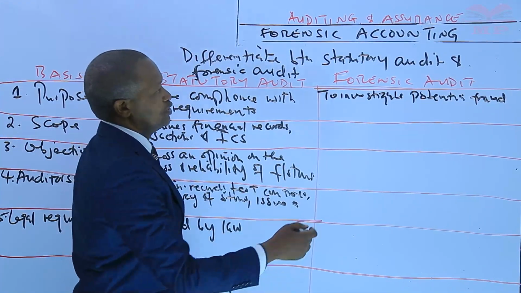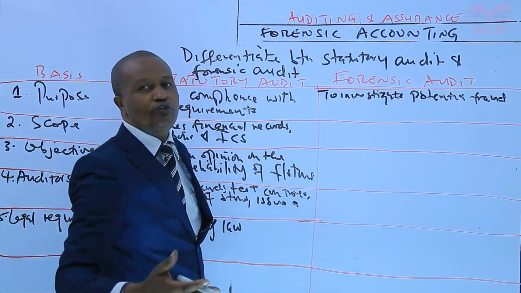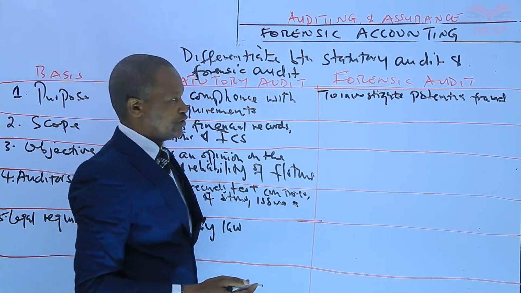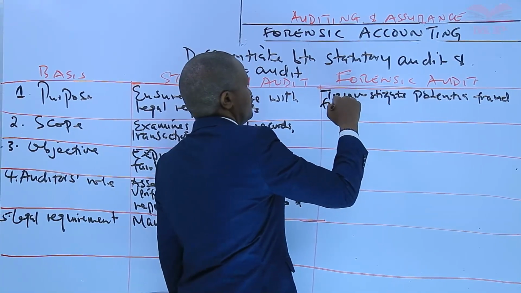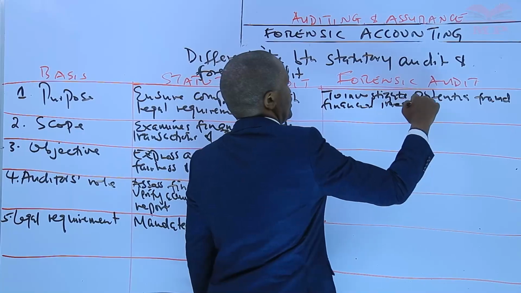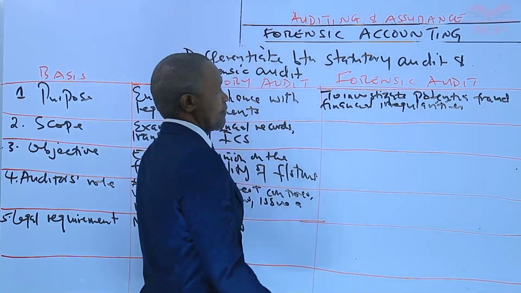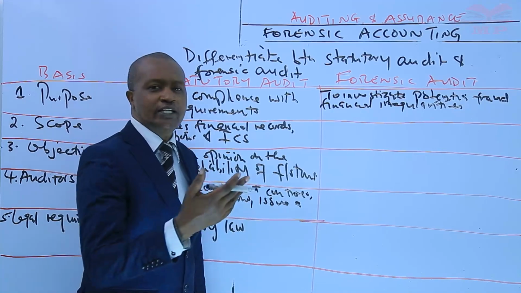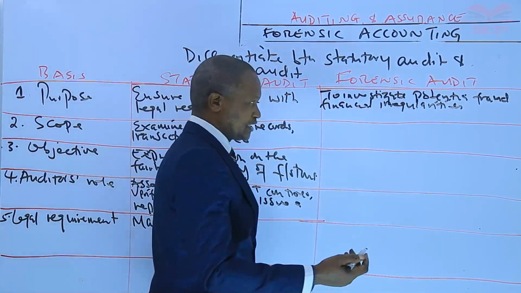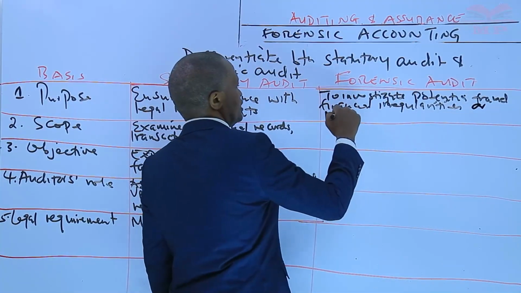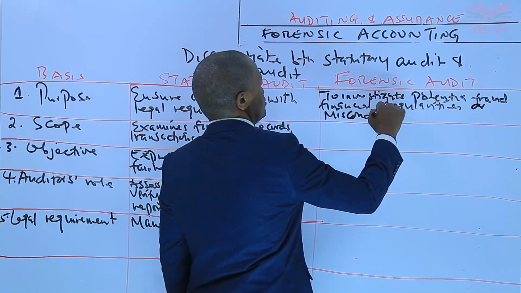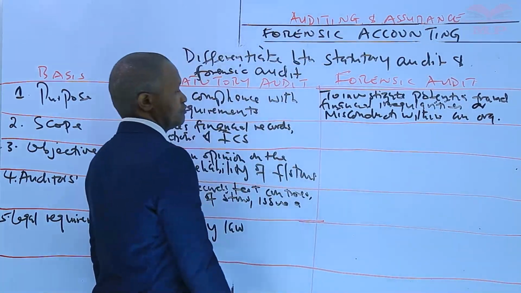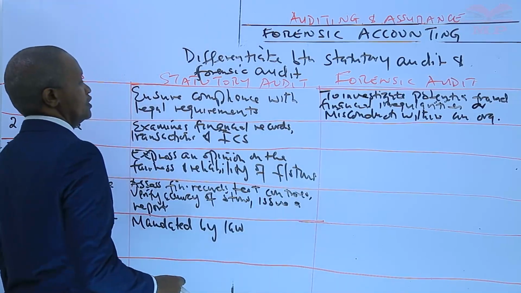The purpose of a forensic audit is to investigate potential fraud, to investigate financial irregularities, or even misconduct within an organization. It is not to comply with any law.